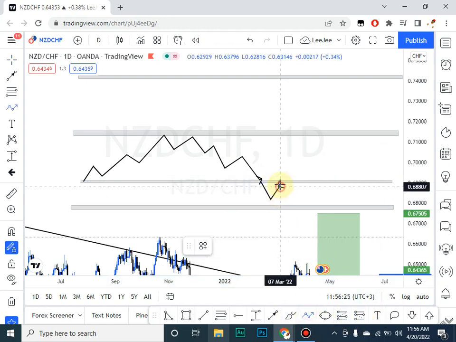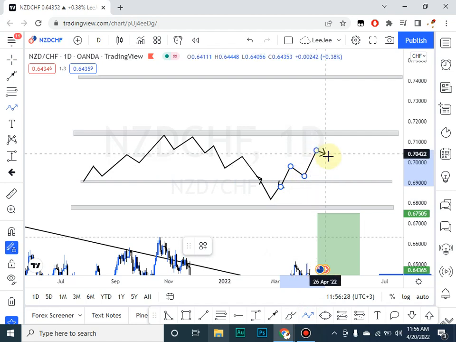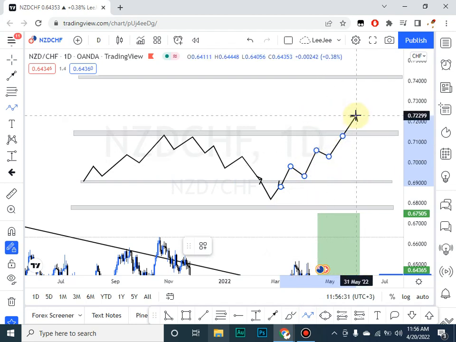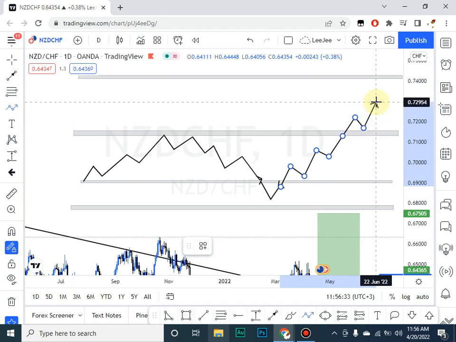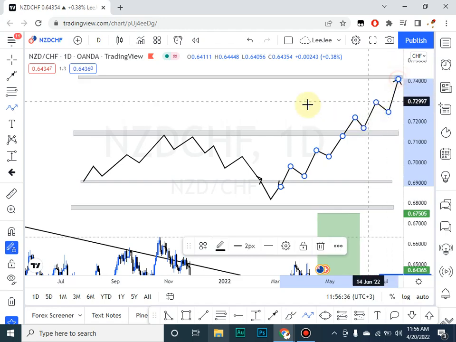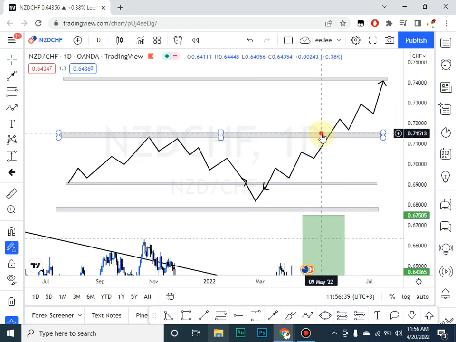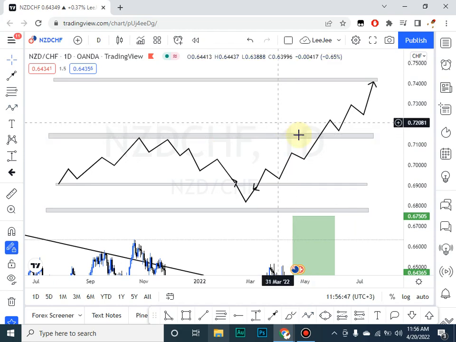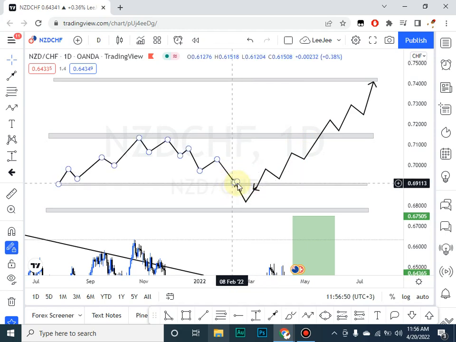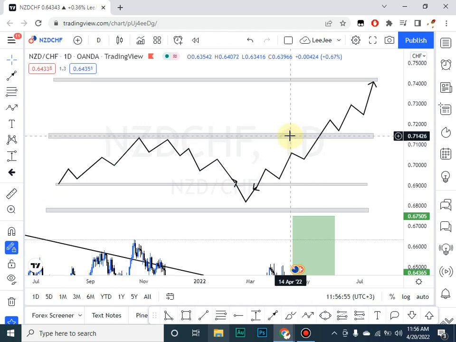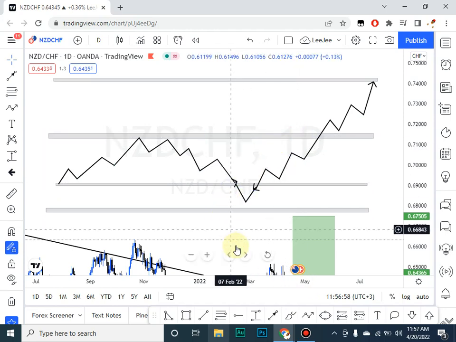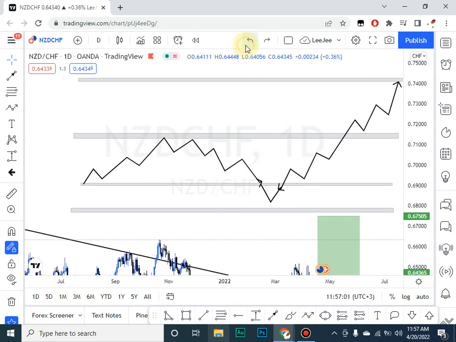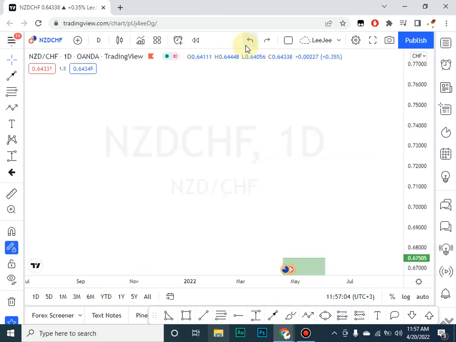Likewise, if the market breaks this resistance over here, that means this resistance is going to turn into a support. I hope you're not confused, guys. I said if the market breaks the support, it turns to a resistance, and if the market breaks the resistance, it turns to be a support. Good.